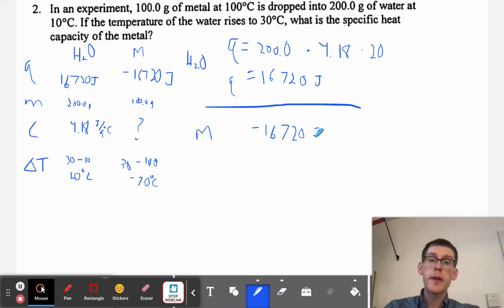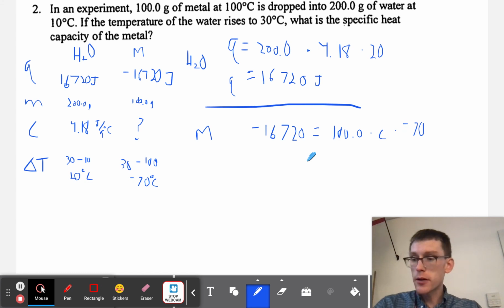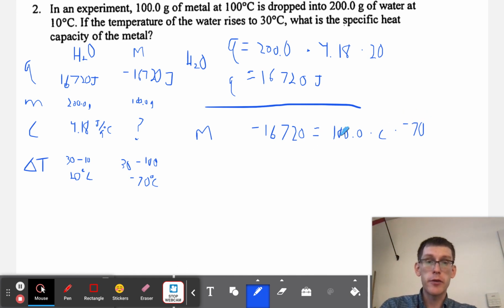All right, so back to here, our metal is losing 16,720 joules, and that's equal to the mass of the metal, which is 100.0 grams, times the specific heat, which we don't know, times the change in temperature, which we know to be negative 70 degrees Celsius. So what we can do from here is simplify a little bit. Our negative 70 can be combined with our 100, and so that becomes negative 7,000. So we end up with negative 7,000 times C on the right side is still equal to our negative 16,720.